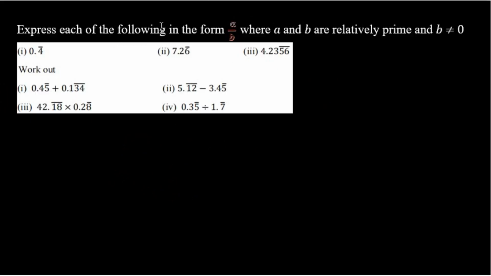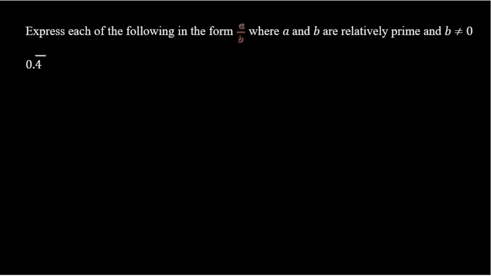So the main questions that we want to answer in this tutorial sheet are these ones. Express each of the following in the form of A over B, where A and B are relatively prime and B is not equal to 0. So these are the questions that we will be looking at. Now let's look at the first question. If you look at the first question, you have 0.4 then prime. That's the one which is repeating.